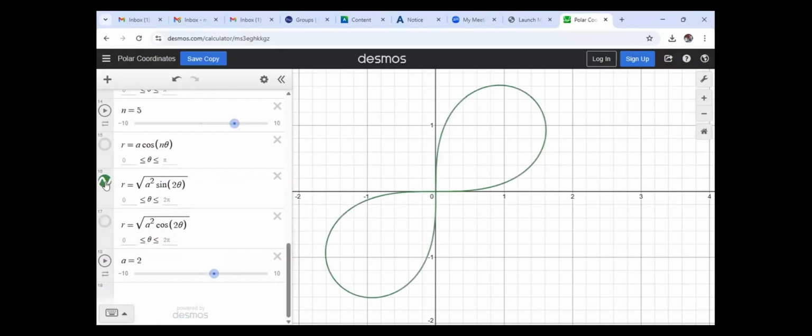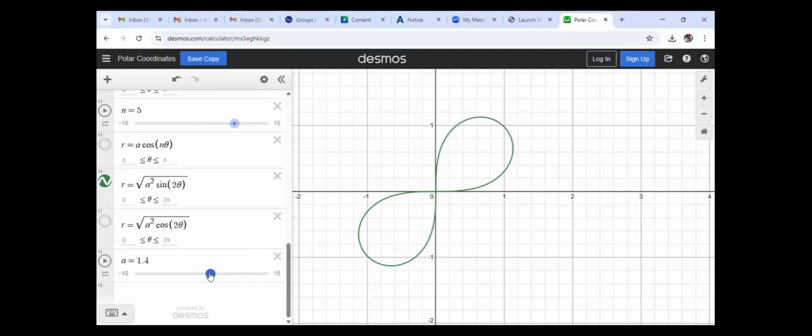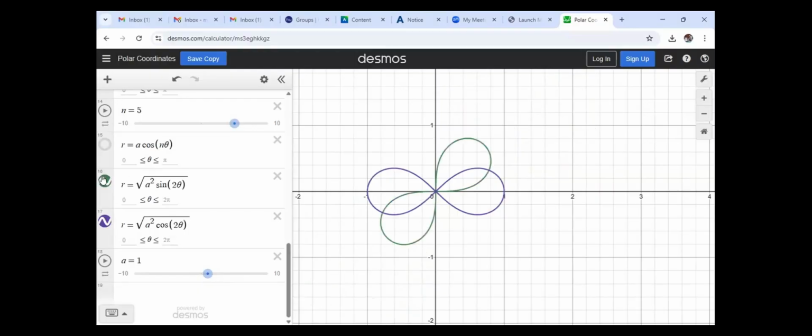But now let's graph this. And this is the type of thing that we get, this figure 8. And now as my a changes, it's going to make it bigger or smaller. And our cosine looks like an infinity sign, exactly on the axes. The sine one is slanted.